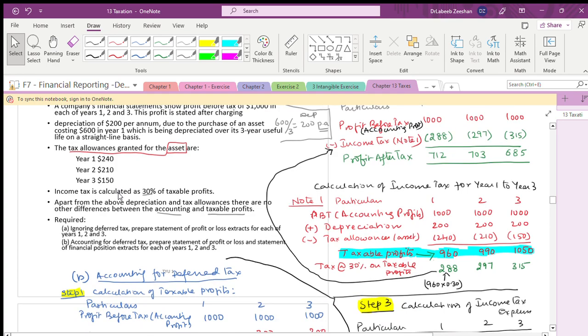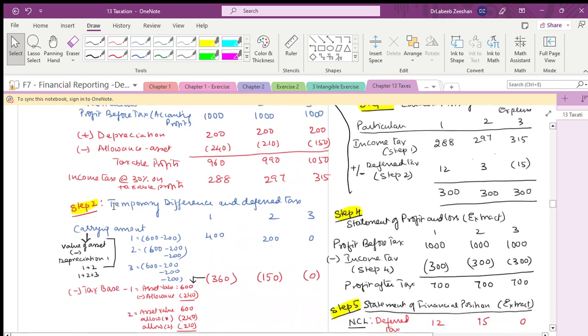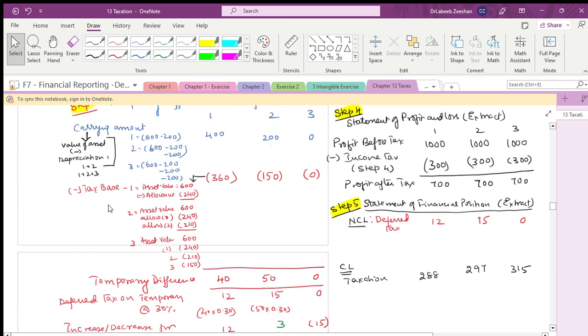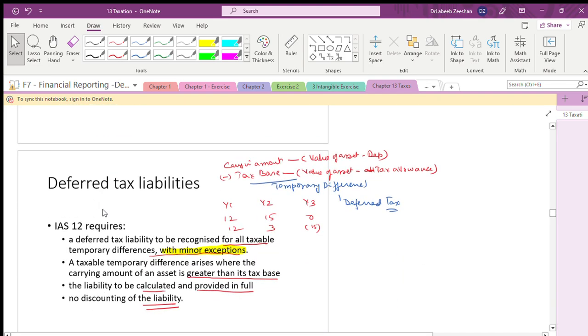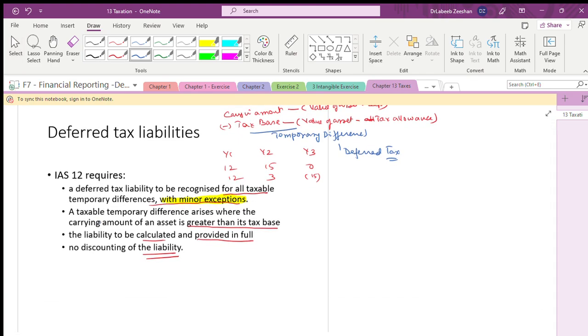Two things we have to take: there is a temporary difference and tax base, and more importantly, we have deferred taxation. These three concepts are very specific. What are deferred tax liabilities? They are recognized for all taxable temporary differences, with some minor exceptions. The most important point is that a taxable temporary difference arises when the carrying amount is greater than its tax base.